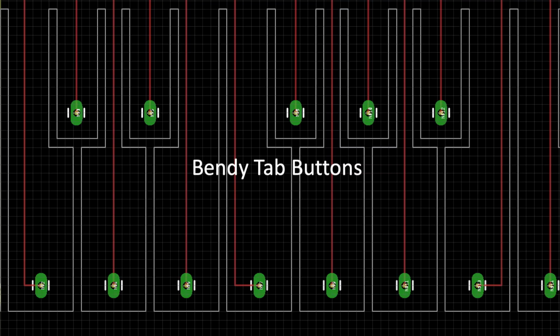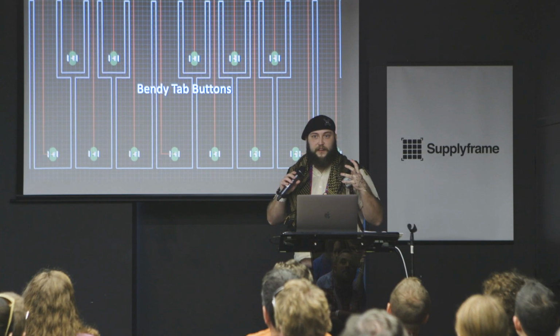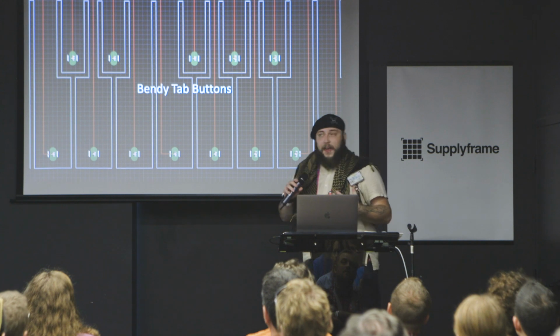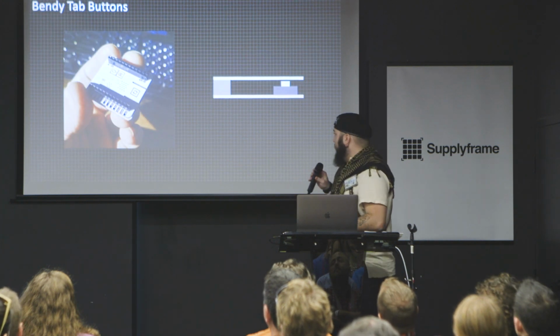Another thing that I did on that project was Bendy Tab Buttons. So this is my new favorite thing. If you cut a long finger into a piece of fiberglass, it has a little bit of flex to it, especially if you're doing a half thickness PCB, like 0.8 millimeter. And then you can bend it down into a button.